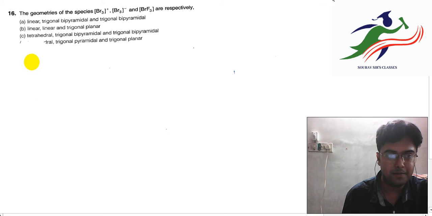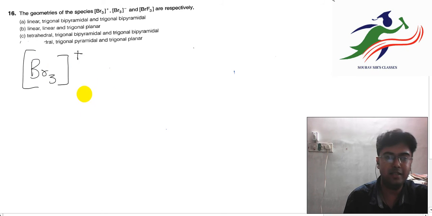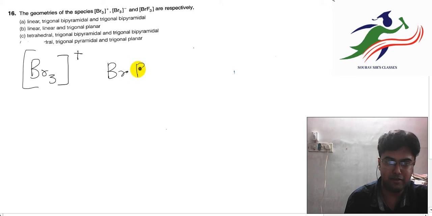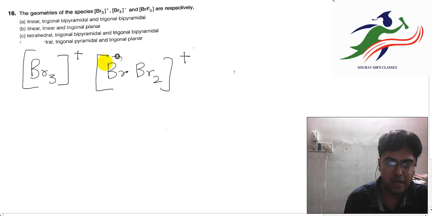Starting with Br3 plus, which is the central atom over here. Consider this molecule to be like this. There is a central bromine atom and two terminal bromine atoms, right? And the entire molecule has a plus charge. So the bromine atom will be the central atom.